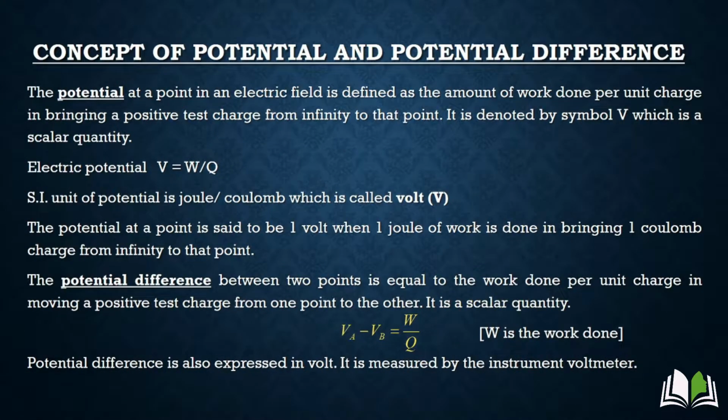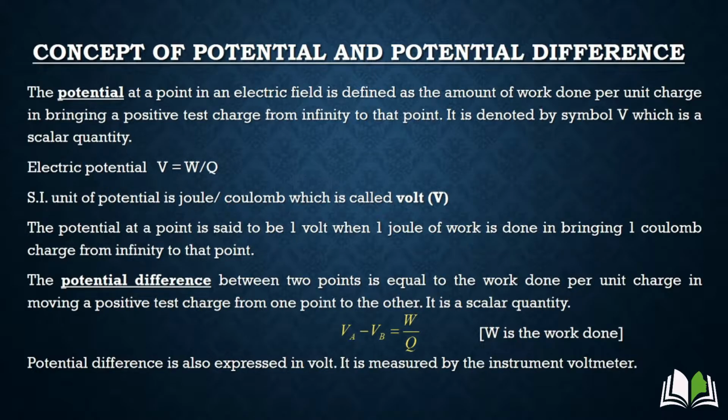So next we are going to study the concept of potential and potential difference. The potential at a point is defined as the amount of work done per unit charge in bringing a positive test charge from infinity to that point.